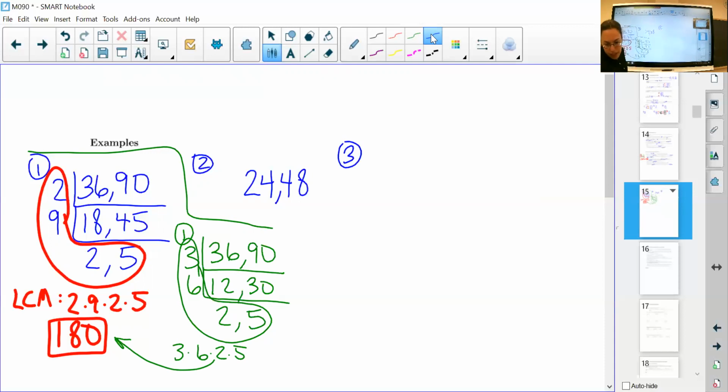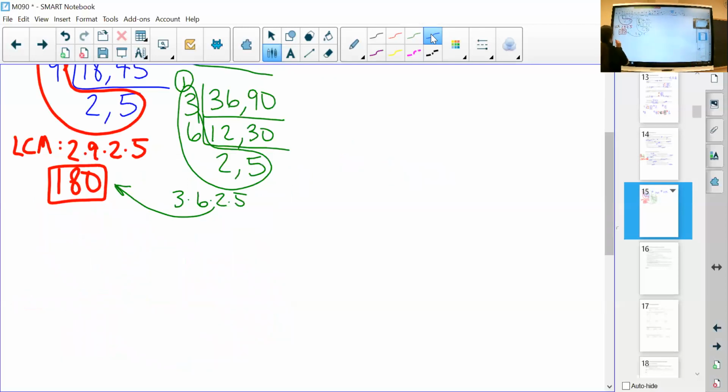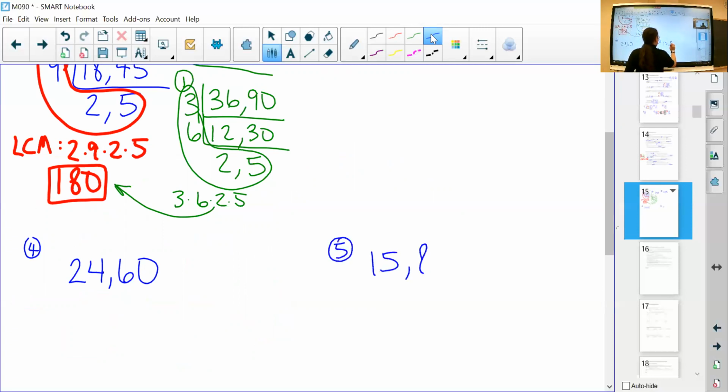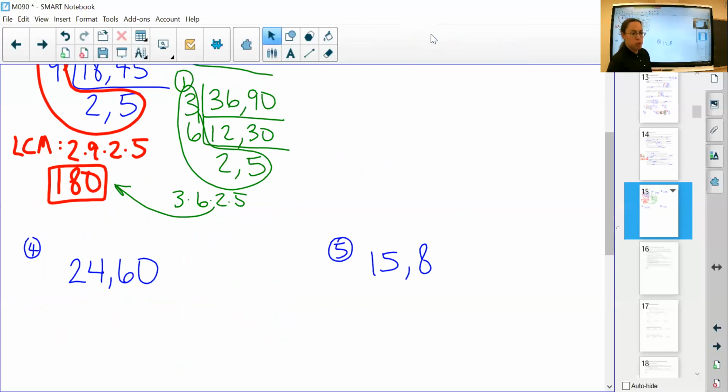Example 3. Let's take a look at 64 and 96. Again, you can do that now by pausing the video, or at a later time. Example 4, 24 and 60. And example 5, let's look at 15 and 8. Go ahead, take some time on those, and then we'll meet up in the next video.